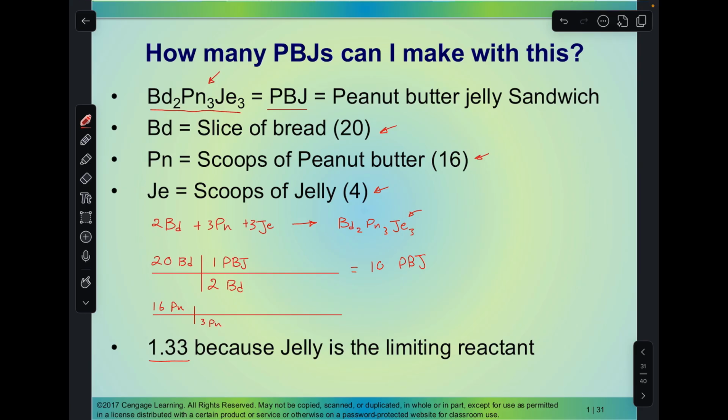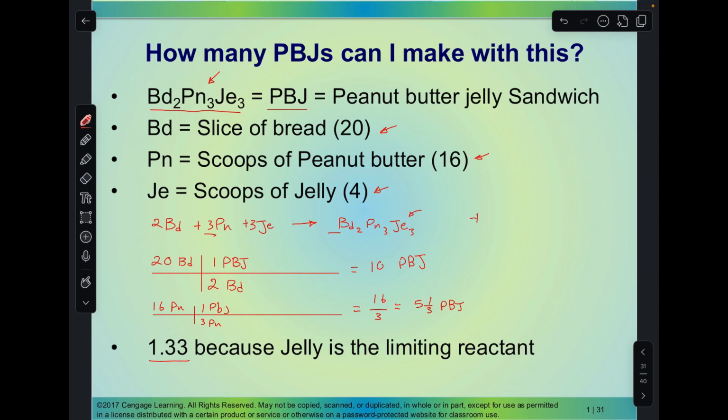For every 3 peanut butters we use, we can make 1 PBJ. And that comes straight from here: 3 peanut butters for every 1 PBJ. And so that's going to give us 16 divided by 3, which is a little bit over 5. Right, because 15 divided by 3 is going to be 5, so it's going to be 5 1/3 PBJ. And then we are going to do the exact same thing with the jelly.